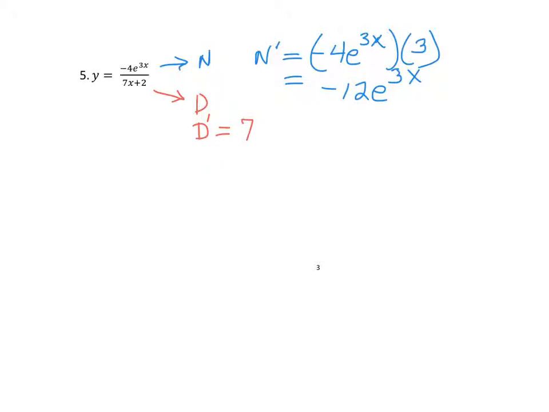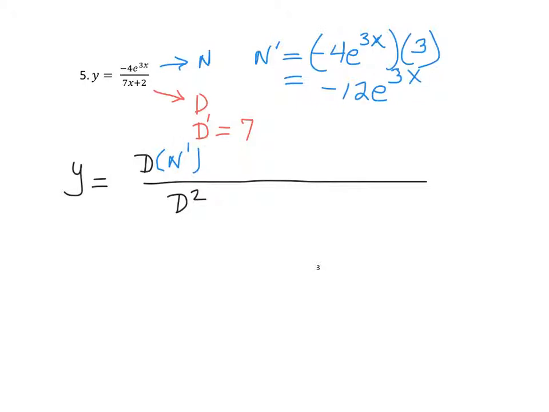And then the quotient rule tells us to start off with the denominator and square it, then lead off in the numerator with the denominator of the original function times the derivative of the numerator, minus the numerator of the function times the derivative of the denominator.